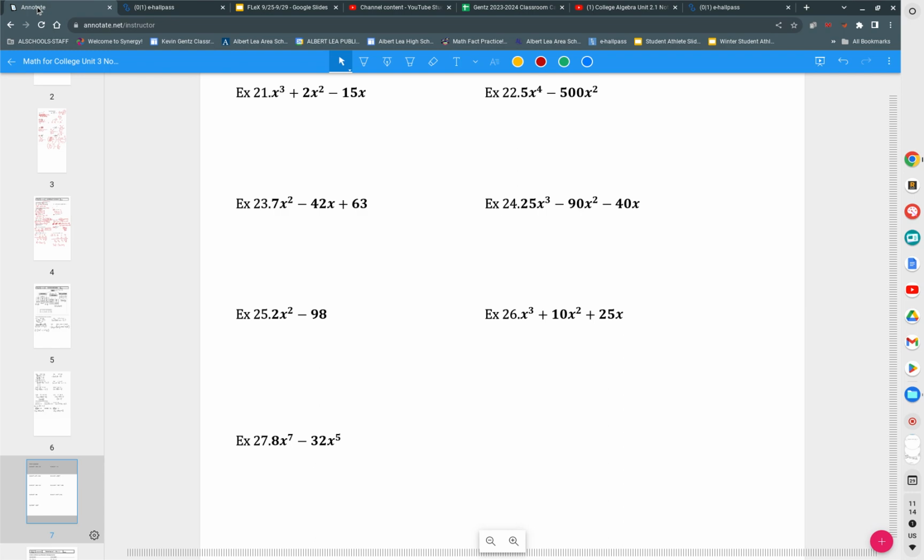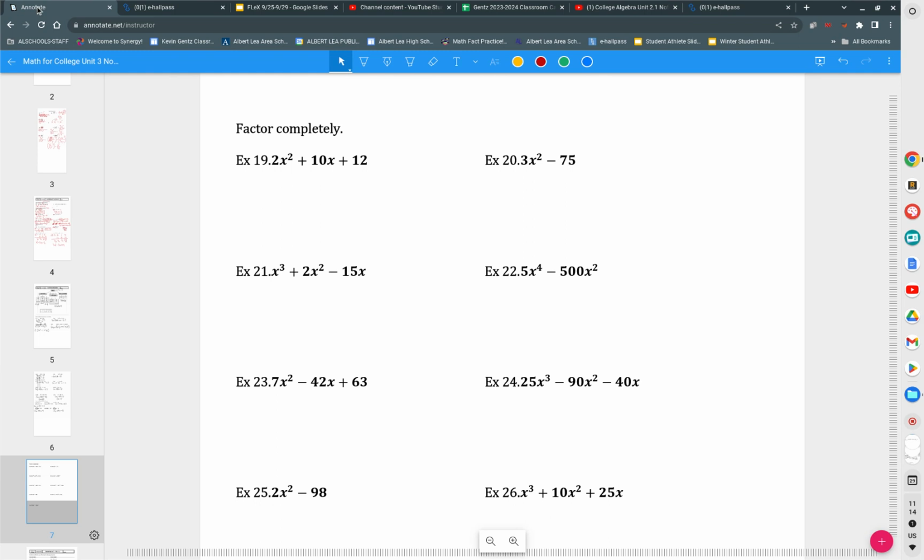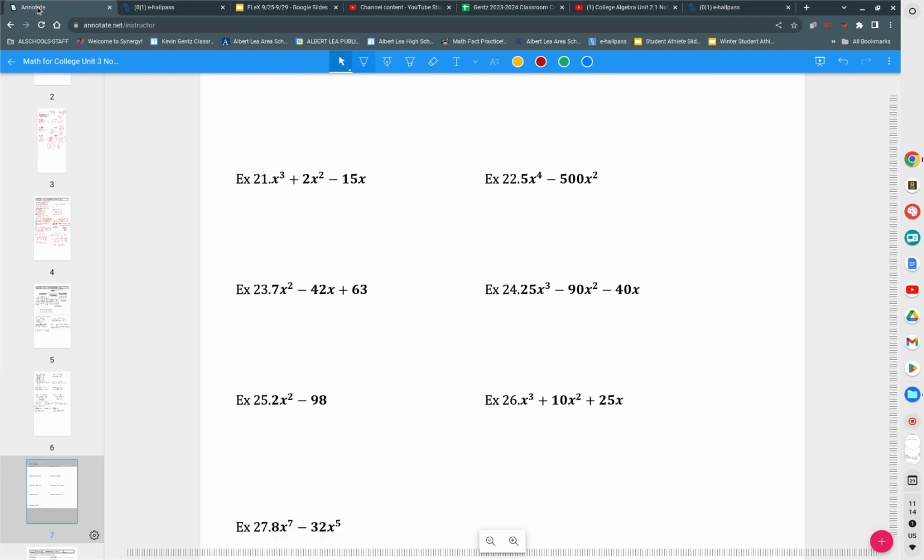So you factor out x. We factor out x, and we're left with x squared plus 2x minus 15. Once you take out the greatest common factor, you then look at it and say, is it a trinomial that I can factor? Is it the difference of two squares? Is it something else you can deal with? And in this case, you can.